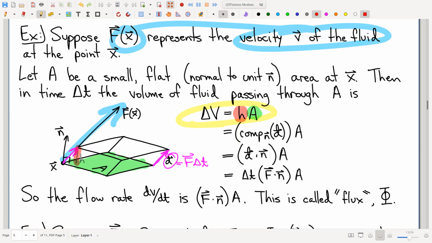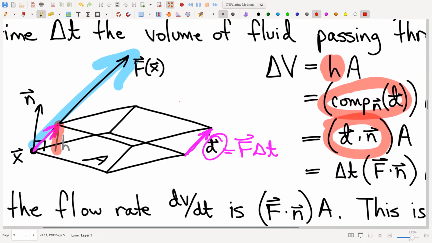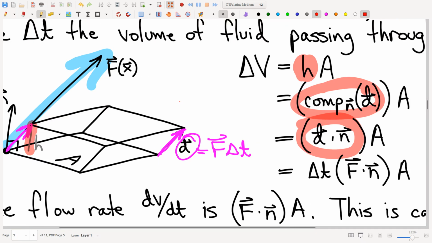Neat observation to make. Height is literally the normal component of the displacement vector. And again, I'm going to zoom in on this part of the picture. Look at this part of the picture. I drew D over here to get it out of the way, but just as good, it's this purple vector right here. And you can see the height is the component of it in that normal direction. Okay. And then wait a minute, what was D again?